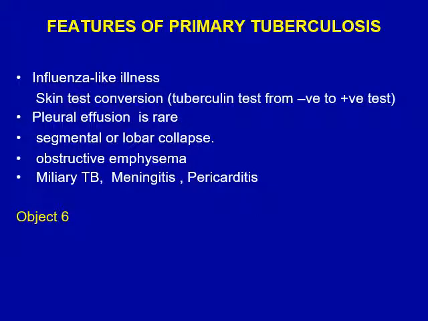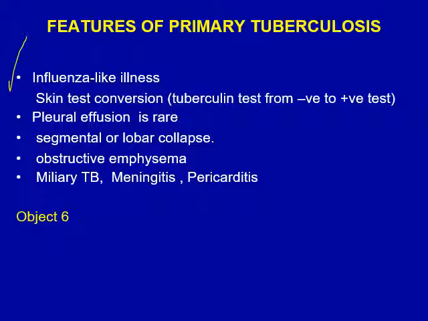We come to primary pulmonary tuberculosis. How does it present? Most of the cases may be asymptomatic, or there may be an influenza-like illness. The patient develops fever, headache, myalgia, mild cough, and some respiratory symptoms. It is very difficult to diagnose, but there is skin test conversion: the TB test was negative and changed to become positive. The tuberculin test is positive in this patient.